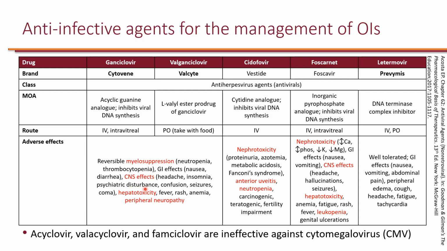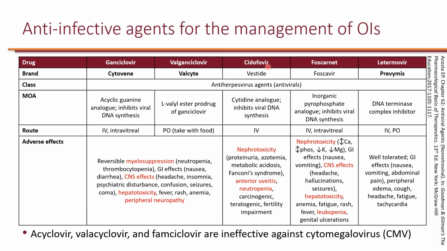There's also GI effects, so nausea and vomiting, as well as CNS effects, headache, insomnia, and it can be severe. So seizures and coma have also happened in patients, but is not as common. They can also cause hepatotoxicity. This is mild elevation of liver enzymes. It is not as severe as CNS effects and myelosuppression. Some patients can experience fever, rash, anemia, and peripheral neuropathy.